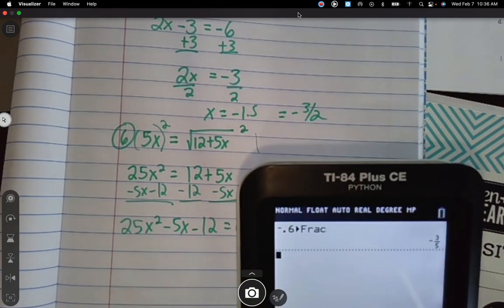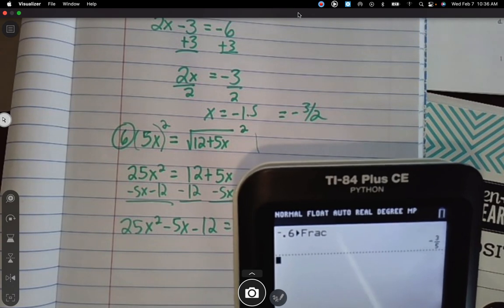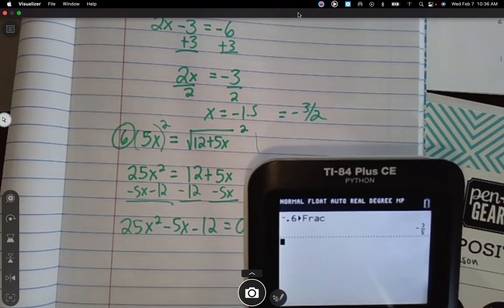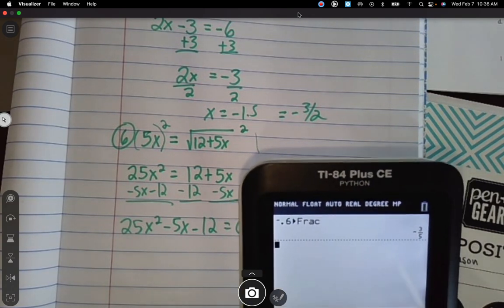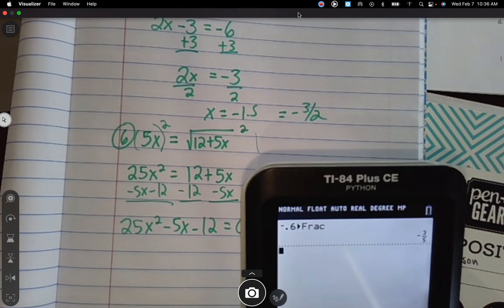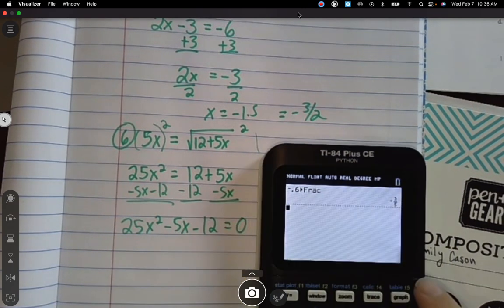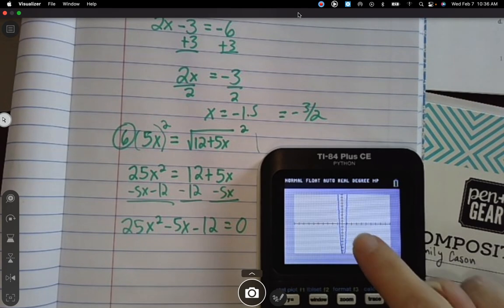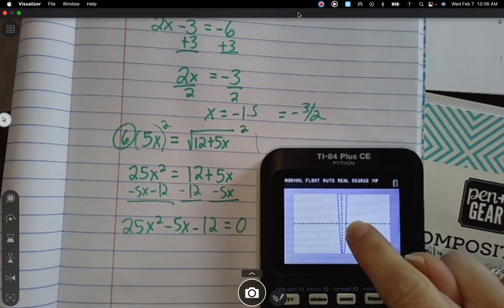Negative 3 over 5. Do y'all see that answer choice? Yeah? So negative 3 over 5 is an answer. Now let's do the other one. Go to your graph. I did the one over here on the left. Now I want to find the one on the right.